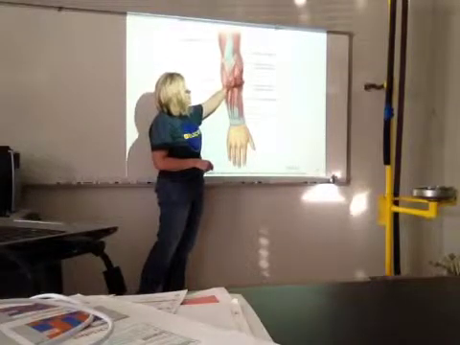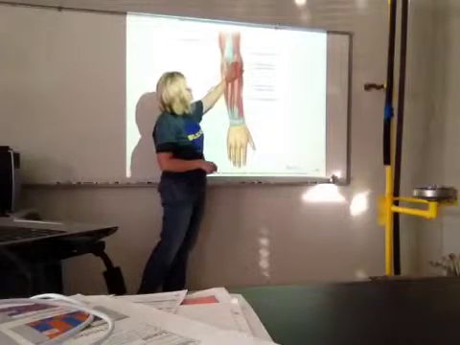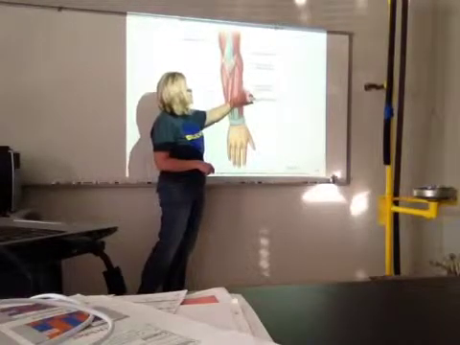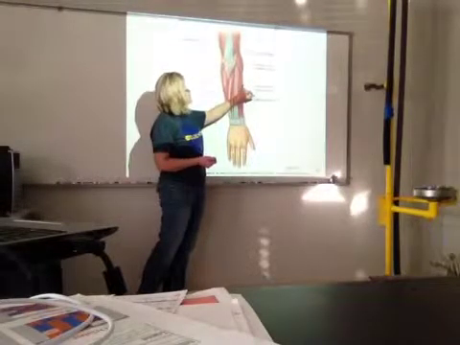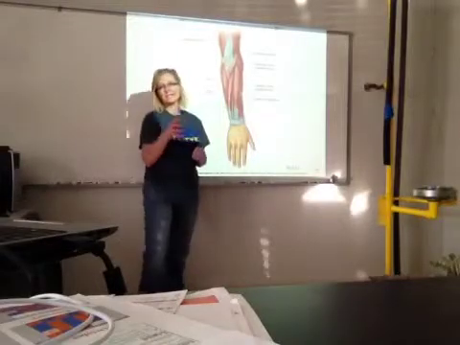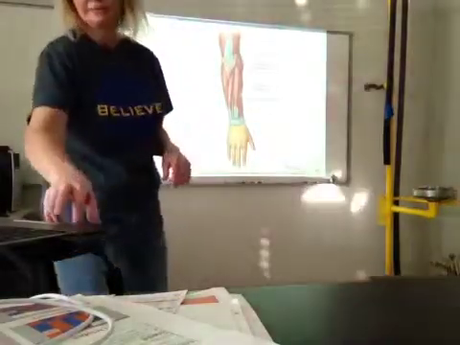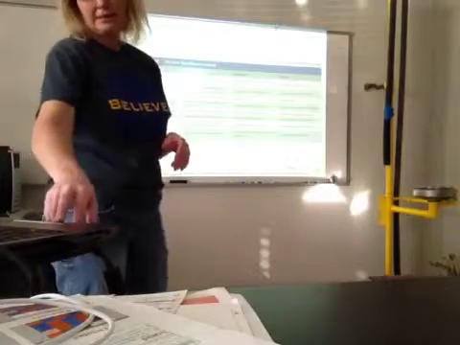Extensor carpi radialis longus is the larger one. Extensor carpi radialis brevis is shorter and it sits a little bit underneath. And there's the table for you.